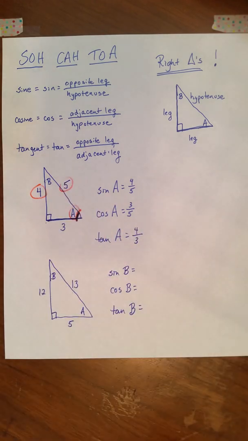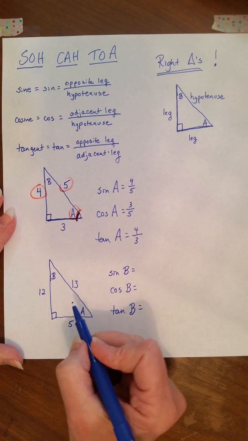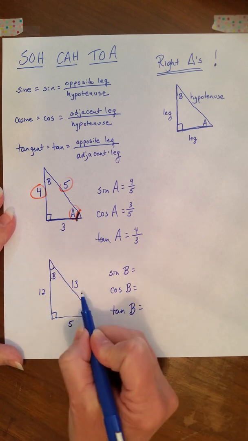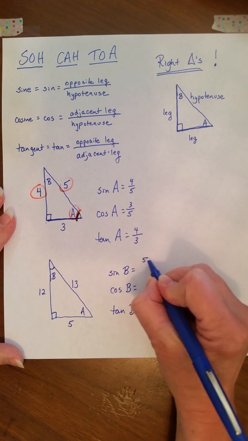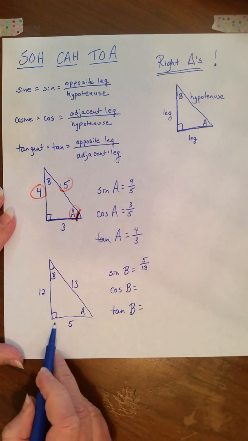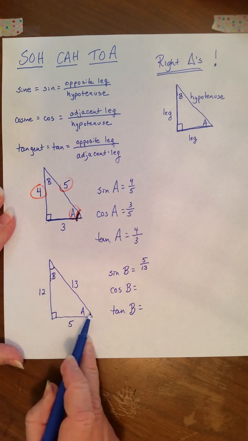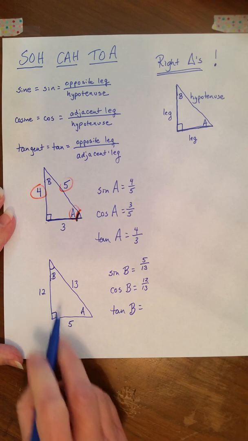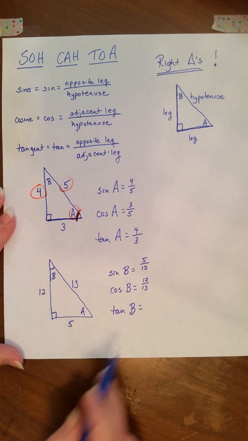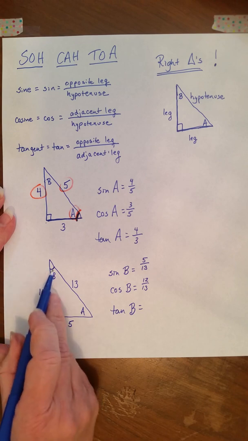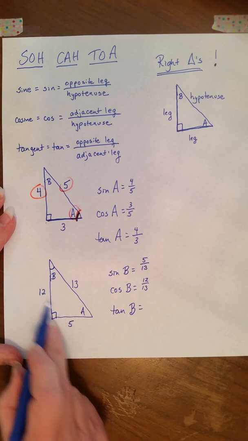Okay, welcome back. So the sine of B, here's angle B, is opposite over hypotenuse. So the sine of B is 5 over 13. The cosine of B is the adjacent over the hypotenuse, so 12 over 13. The tangent of B, TOA, opposite over adjacent. So the tangent of B is 5 over 12.